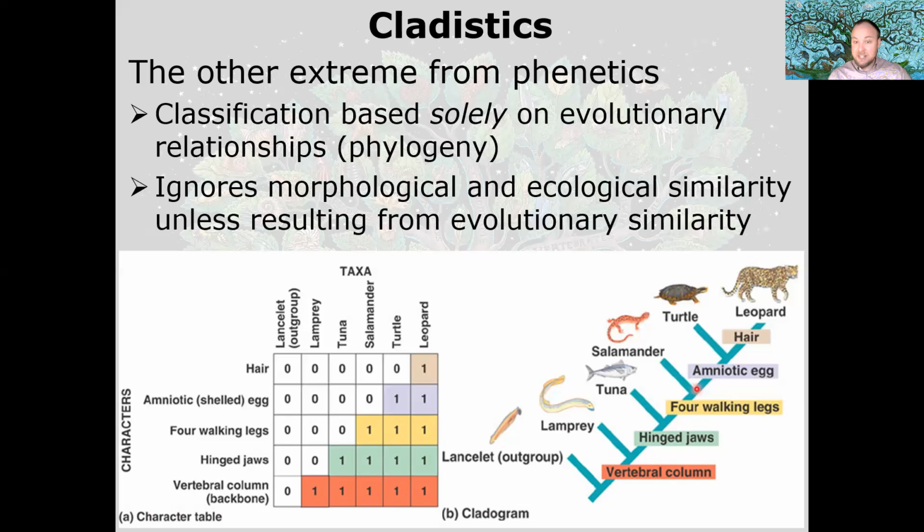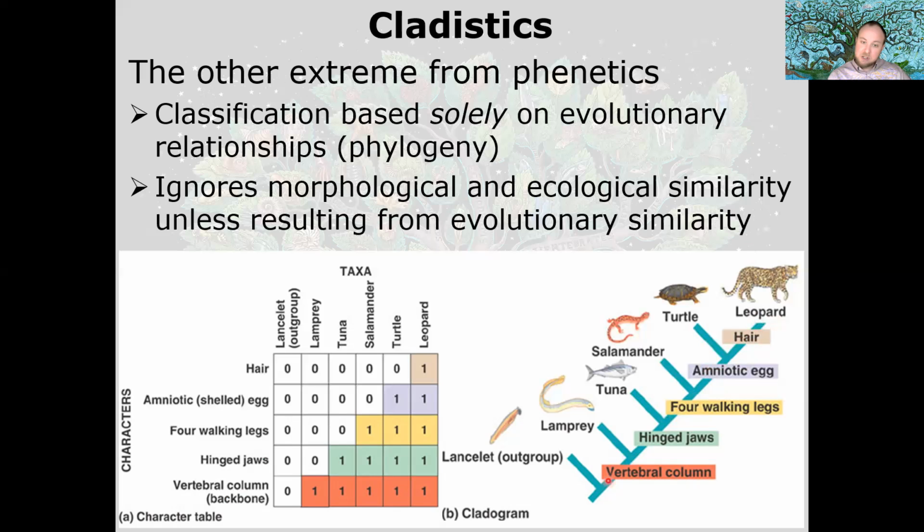Salamanders have 4 walking legs, but they do not have amniotic eggs. They have to lay their eggs in water. They're amphibians. Turtles do have amniotic eggs. They lay eggs on land, or at least they can. They're these capsulated eggs. Turtles have amniotic eggs. They do not have hair. Leopards do. One thing you might notice is that it says, here's amniotic egg.